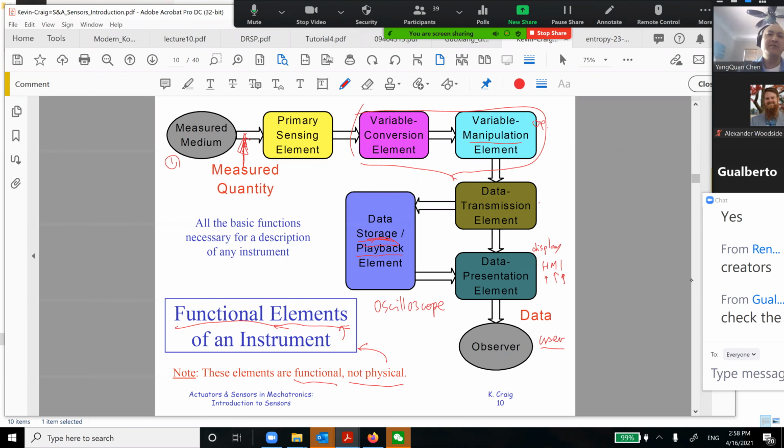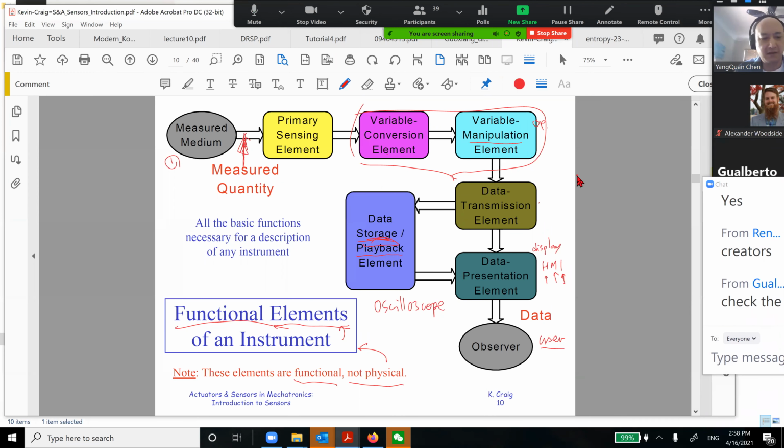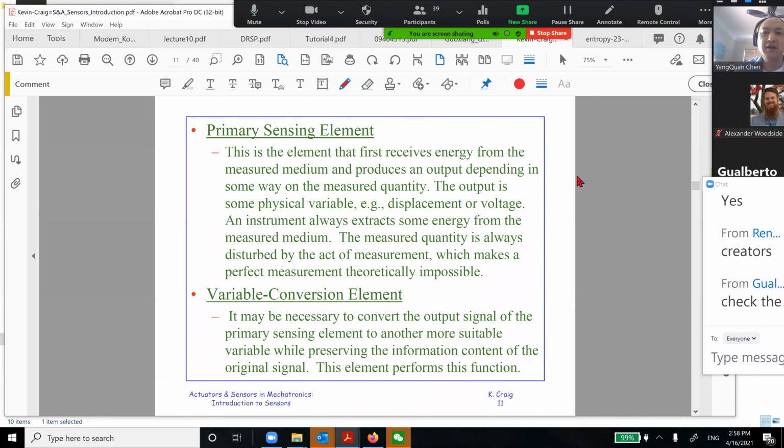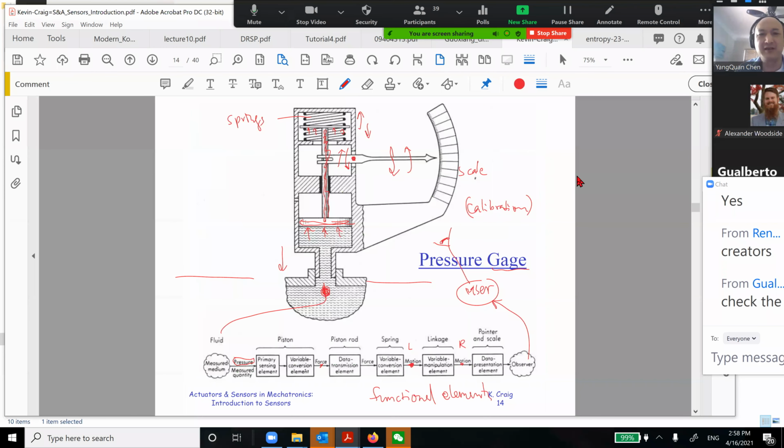Maybe you look at this one. I never thought that for a piece of instrument we have these functional blocks. But let's take a closer look. Primary sensing element, so these are descriptions. It's boring. Let's look at the example, then we come back and see it.